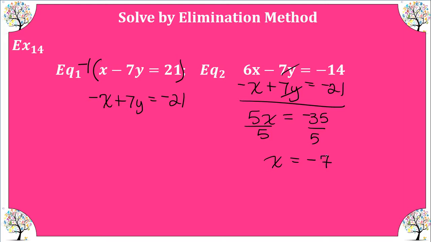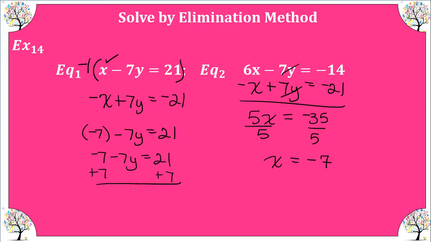I can take this negative 7 and plug it right here. So I have negative 7 minus 7y is equal to 21. I'm going to add 7 to both sides. This gives me negative 7y is equal to 28. Divide each side by my negative 7 coefficient, and the y coordinate is going to be negative 4.